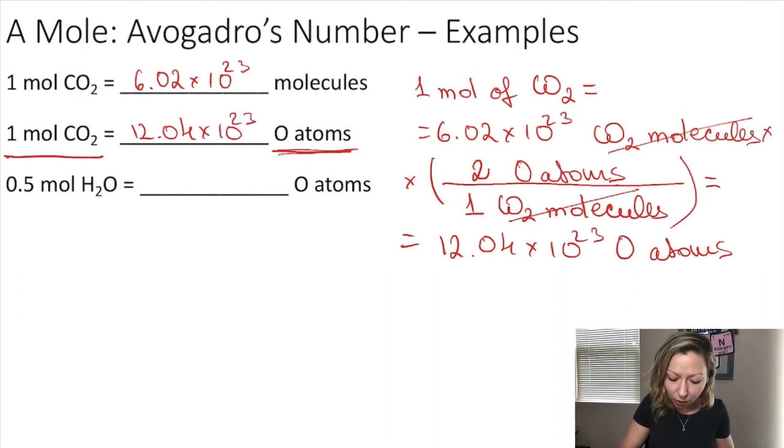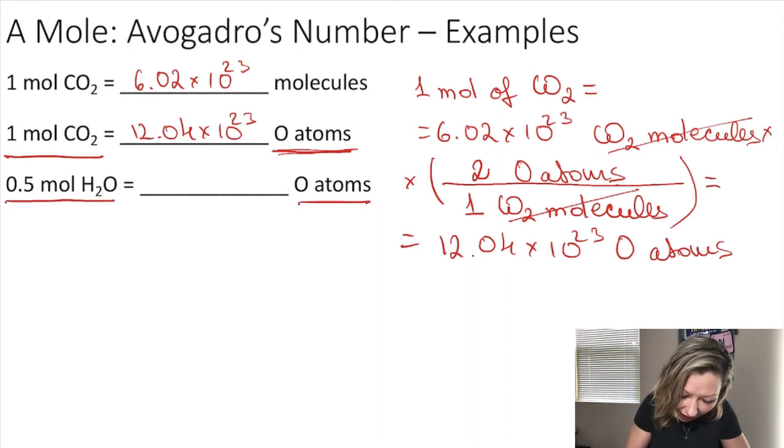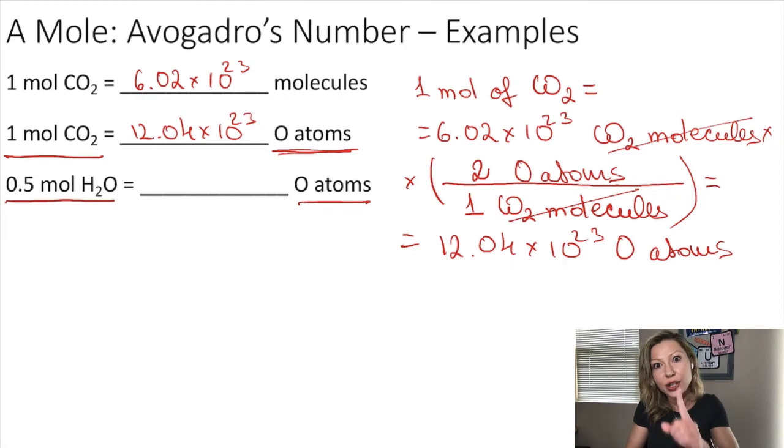Let's do another one. What if I have half a mole of H2O molecules? How many oxygen atoms do I have in there? I know that in 1 mole of H2O molecules, I'm going to have 6.02 times 10 to the 23rd molecules of H2O. But what happens when it's just half a mole? I can again write out a conversion factor, and let's do that.